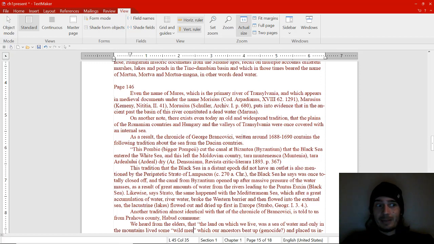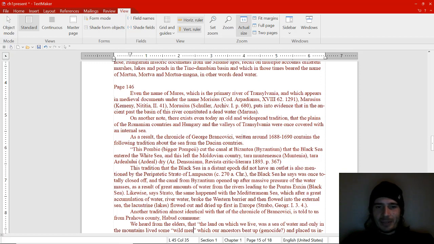Well, that's interesting. This tradition that the Black Sea in a distant epoch did not have an outlet is also mentioned by the peripatetic Strato of Lampsacus in 270 AD. The Black Sea, he says, was once totally closed off, and the canal from Byzantium opened up after massive pressure of the water masses as a result of great amounts of water from the rivers leading to the Pontus Euxine, or the Black Sea.